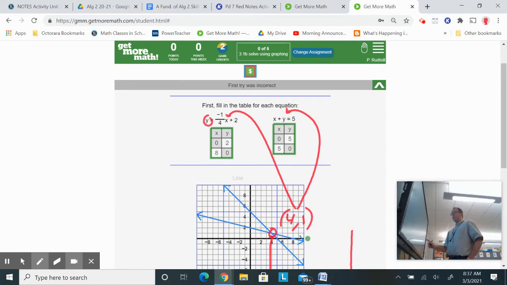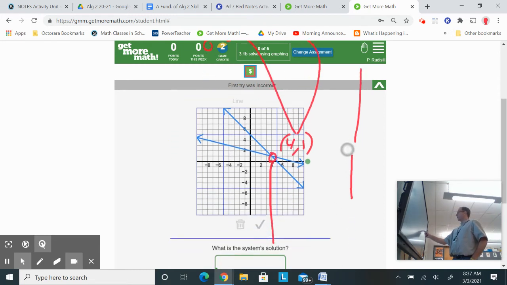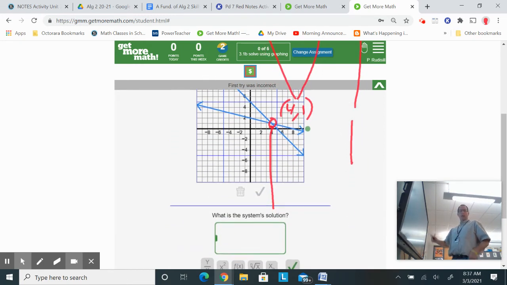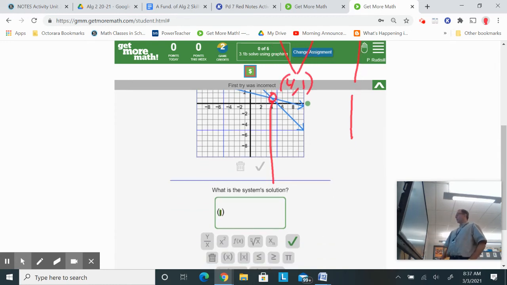So a solution has to work for both equations. So both lines have to include that ordered pair. So it's where the lines intersect. So I'm going to tap in the box here and enter 4, 1. So I'm going to put some parentheses, type in a 4, a comma, and a 1.